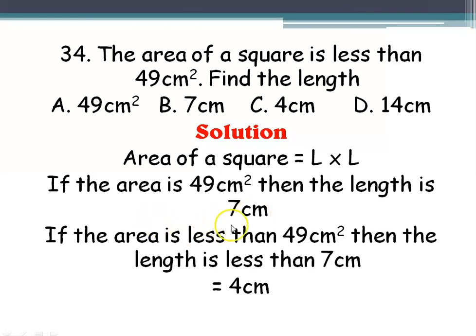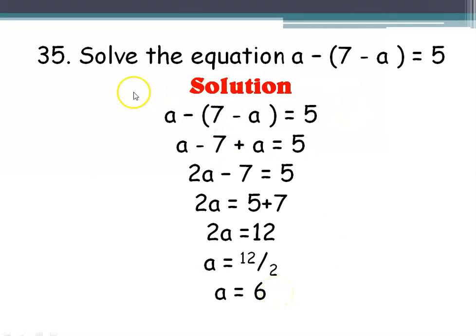And then if the area is less than 49 centimeters square, it simply means that the length will also be less than 7 centimeters. So I'm going to look at all these options. Which of these lengths is less than 7 centimeters? 4. So that means 4 centimeters is my answer. Is that okay? Right. Question 35.